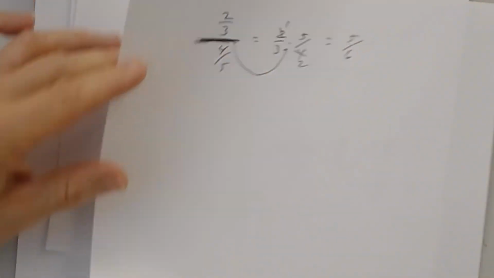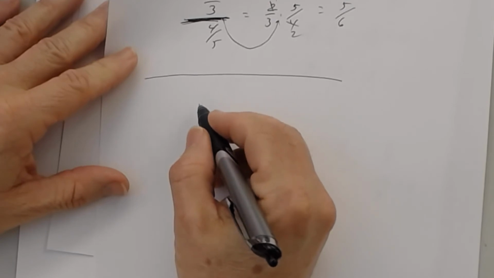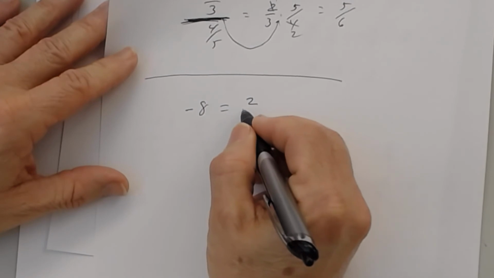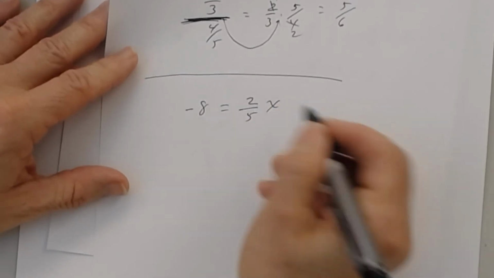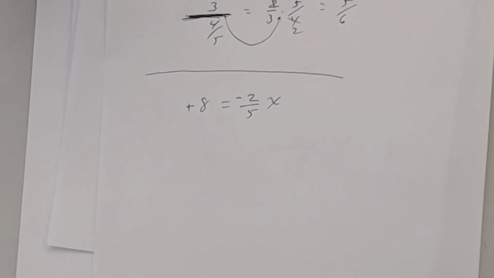So real quick, if I had 8 equal -2/5 x, and let's do it the Angela approach. So what are you going to do to both sides? Divide both sides by -2/5.